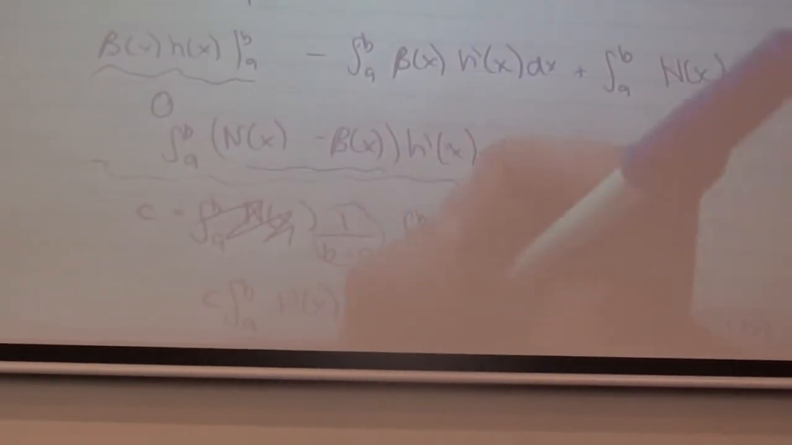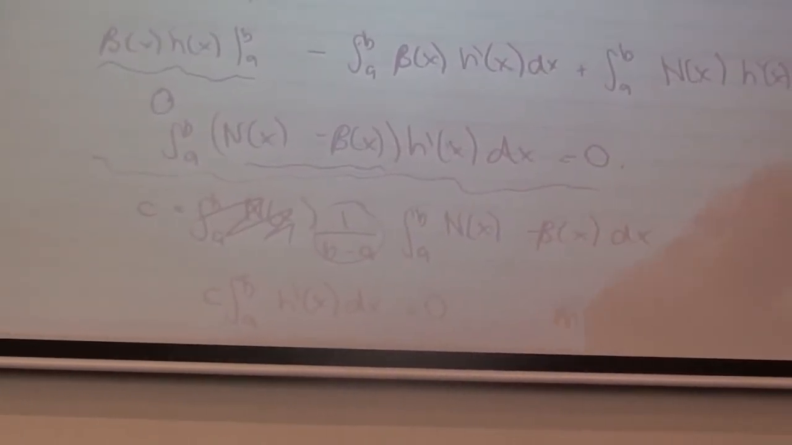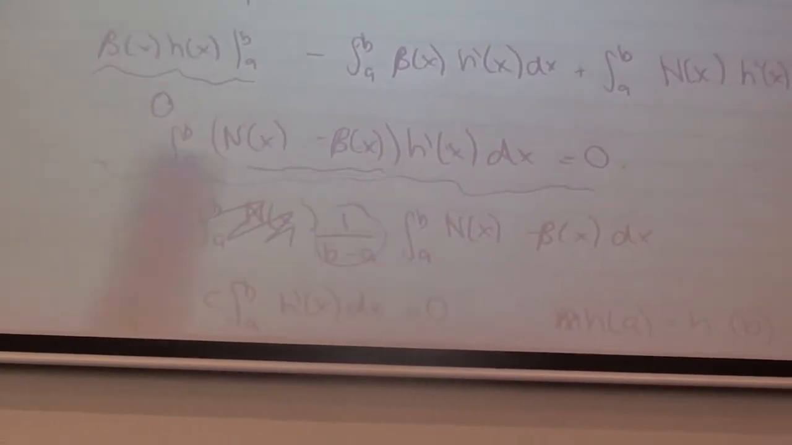And so we get the integral of n of x minus beta of x minus c times h dash of x dx. We can't see. Just push your page up. Oh, sorry. Lovely.